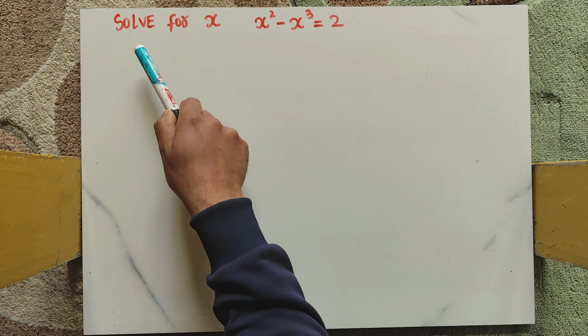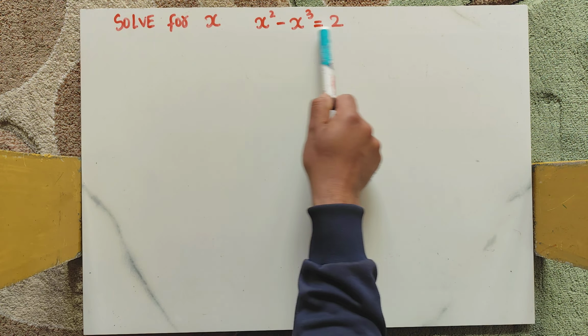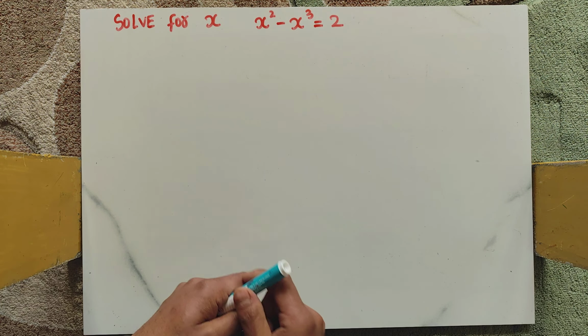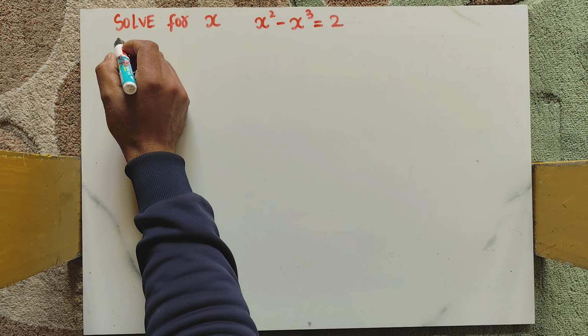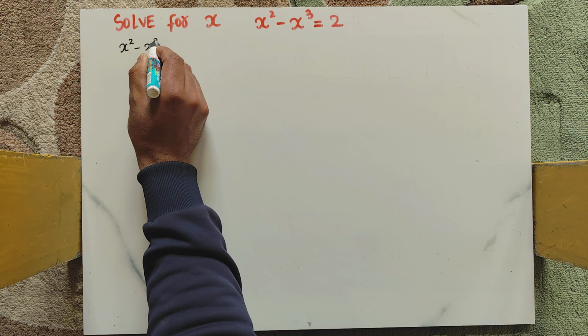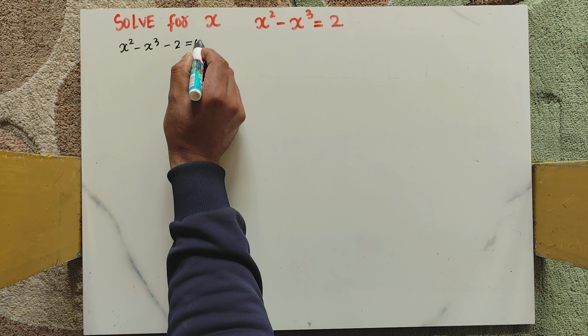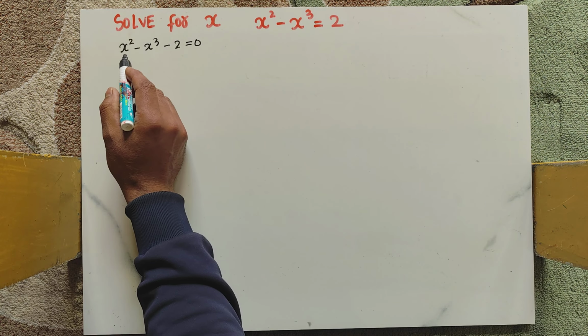The question is: solve for x, that is x² − x³ = 2. We need to find out the value or values of x. Okay, so can we write it like this? We have x² − x³, transpose it here, it gets −2, and we set it equal to 0. This is the first thing. Then what will we do?